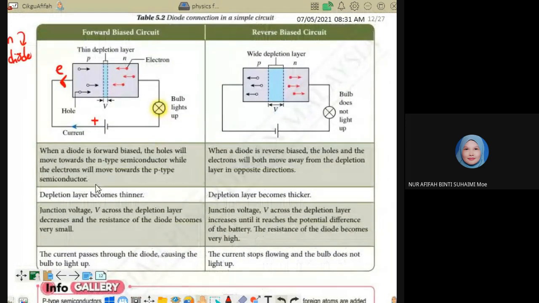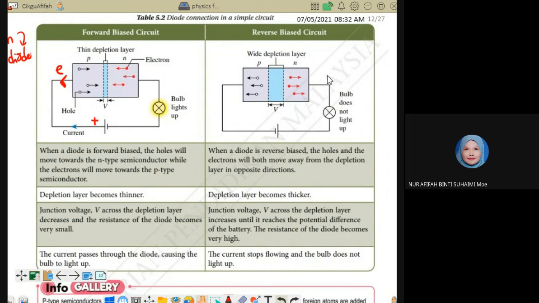Right. When a diode is forward bias, so dia punya connection yang macam tadi, positive, forward bias, the hole will move towards the N type. The hole moves to the N type while the electron moves toward the P type. So the depletion layer becomes thinner. The junction voltage V here decreases and the resistance of the anode becomes very small, so the electron can flow lah, causing the bulb to light up.